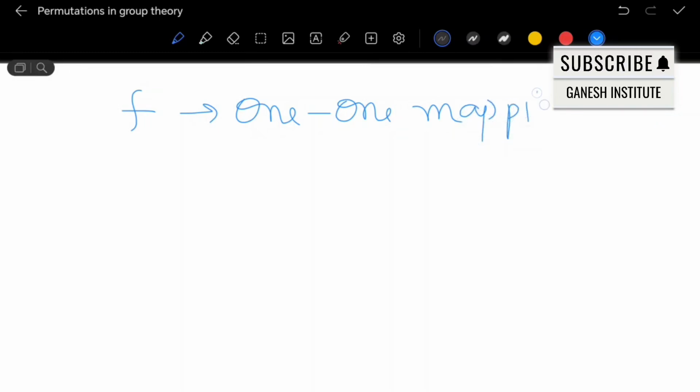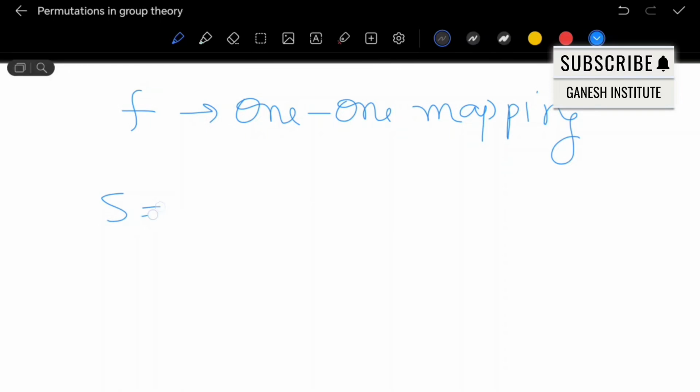So in today's video we are going to talk about permutation in group theory. So what do we mean by permutation? I'm sure you must have heard about the terminology permutation and combination in your lower standards, but when it comes to group theory, we have a permutation F. When we say F, this is a 1-1 mapping. You know what is 1-1? I'm telling you. So F is a 1-1 mapping.